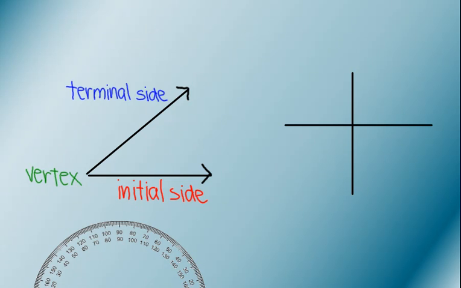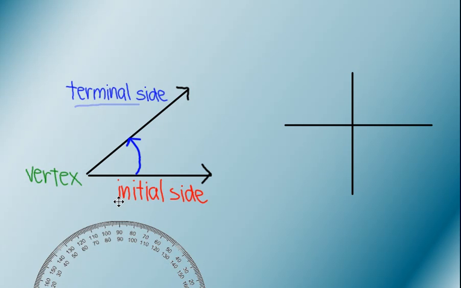Here we have a section on angles, and just to quickly review, there are three parts to the angle. There's the initial side, where you're going to start, the vertex, where the two sides meet, and the terminal side, where you're going to stop measuring the angle. So this angle would be measured from the initial side to the terminal side.